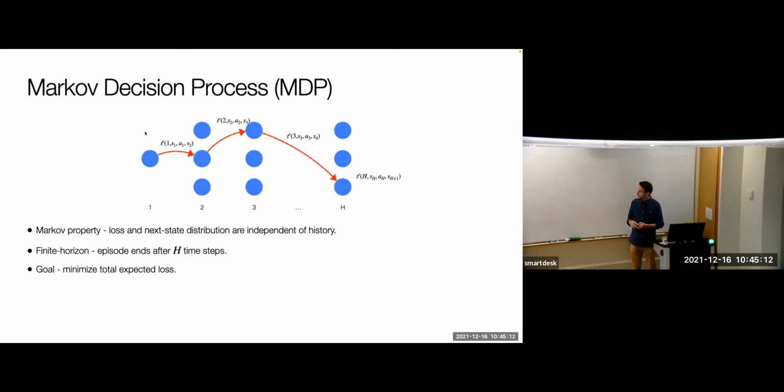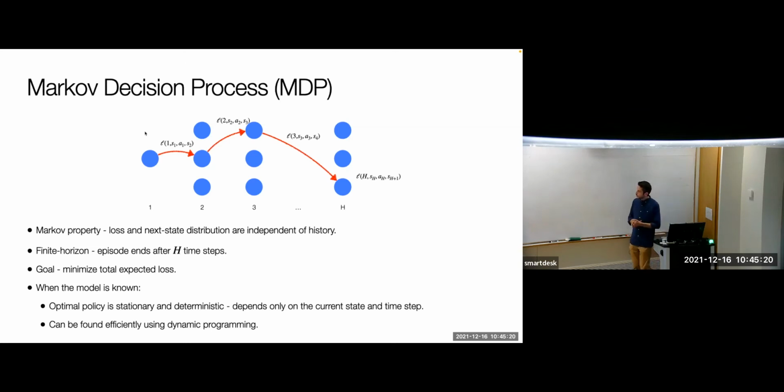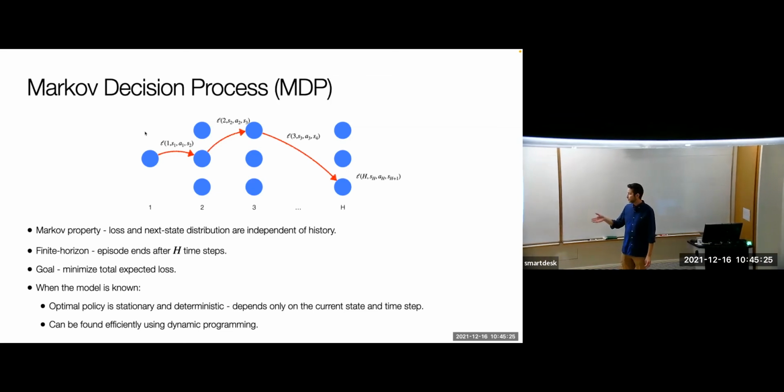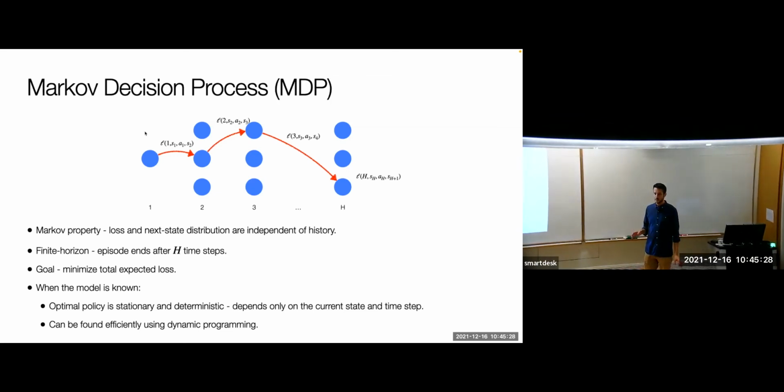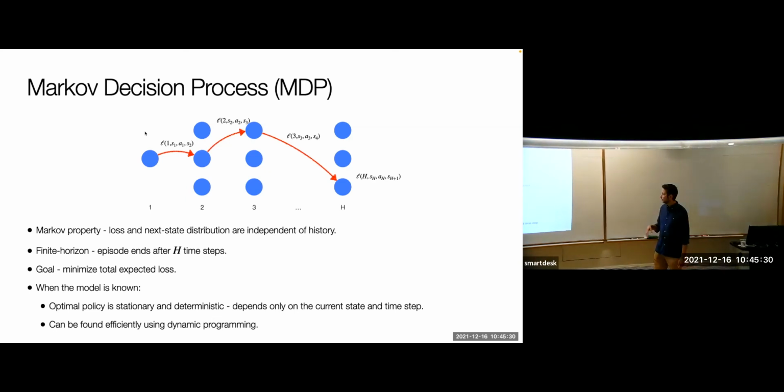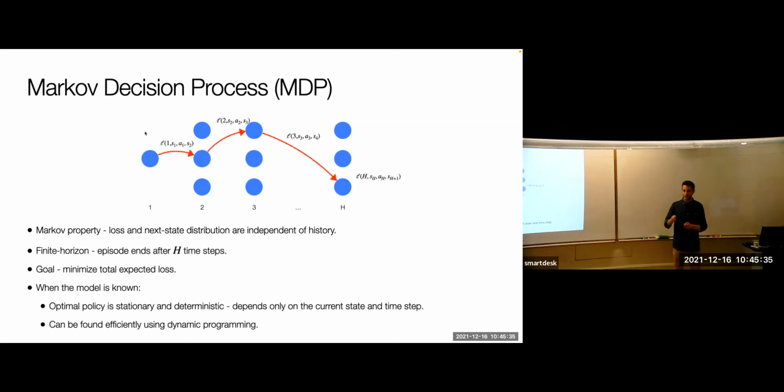as I said, my goal is to find some way of minimizing the expected total loss along the episode. And when I know how the next state is chosen and what the loss is, I can find the optimal policy very easily. I just do it with dynamic programming. So I look at the last time step. For every state, I can find the optimal action. Then I look at the second to last time step and find the optimal action that minimizes that step's loss plus the future loss that I get, and so on.